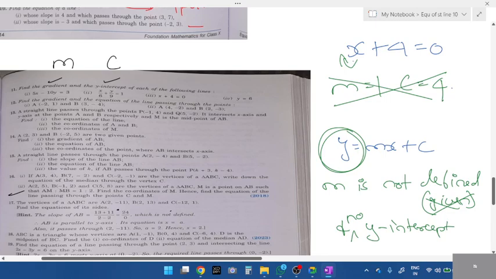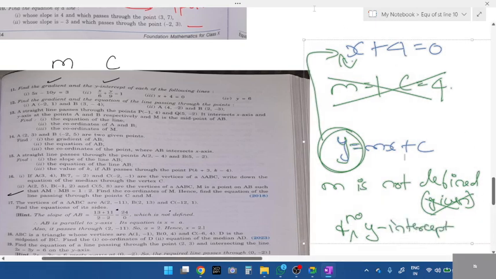So we always give preference for y, students. Remember, y is equals to mx plus c. In this equation, the y alphabet was not given. Y was missing, so this is how we have to write. M is not defined, and there is no y-intercept. Okay, the equation doesn't have a y-intercept. Is this clear? Shall we do the next one?